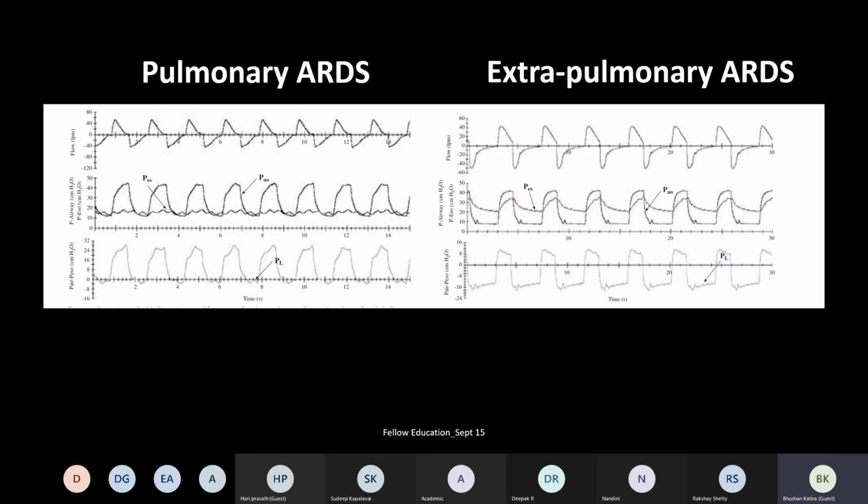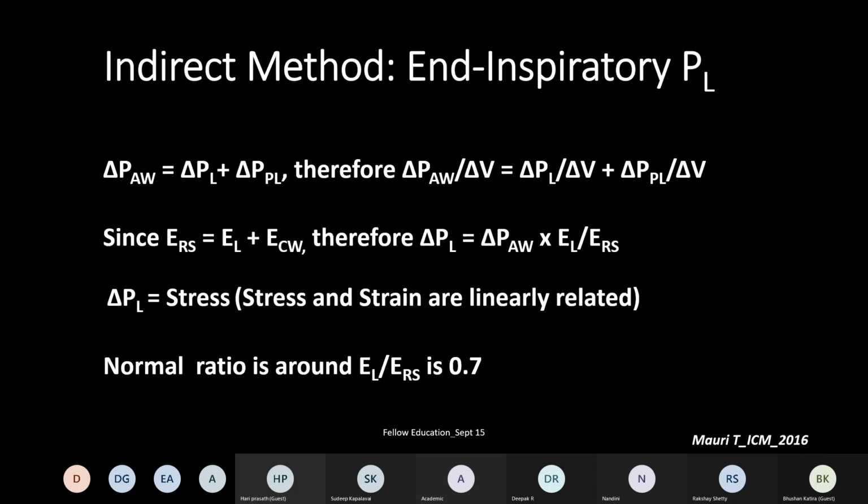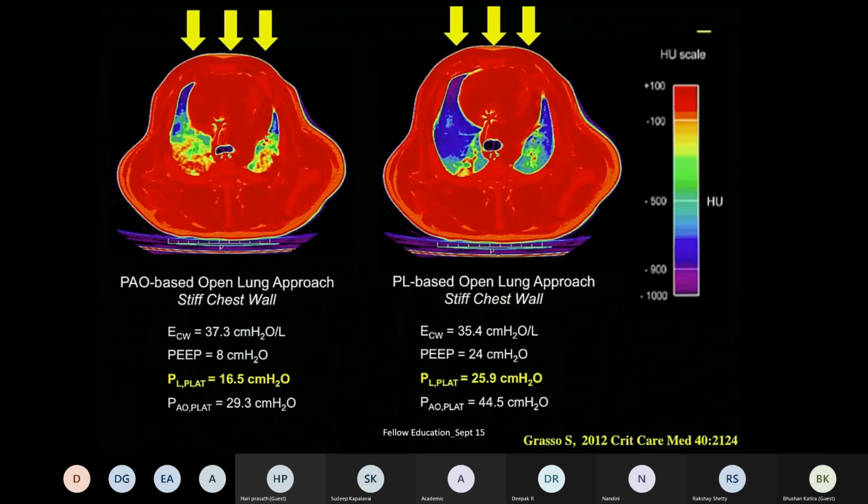Go ahead, Rakshay. Yeah, please go ahead. And also, I can't recollect well. There are indirect ways of measuring without a balloon.